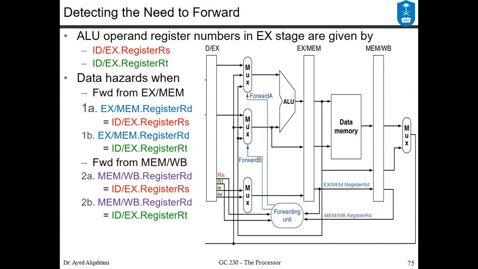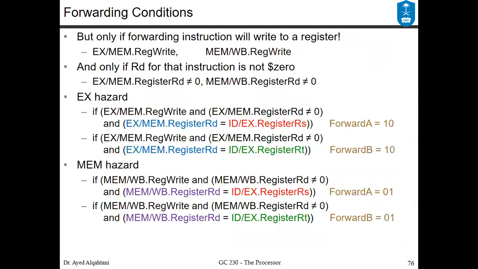And notice that this could happen in the first operand or the second operand. So now we covered the first part of detecting the need for forwarding. Also, you only forward if you are writing to the register file, meaning that the register write control is asserted or active.